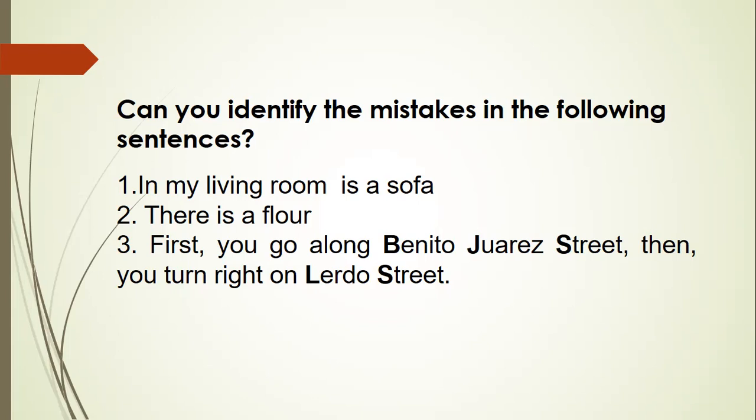Ahora en la tercera, vean. First, you go along Benito Juárez Street, then you turn right on Lerdo Street. ¿Cuál es el error, chicos? En esta última oración, ¿cuál sería el error? ¿Alguien tiene una idea de cuál sería el error aquí? Bueno, les voy a dar una pista.